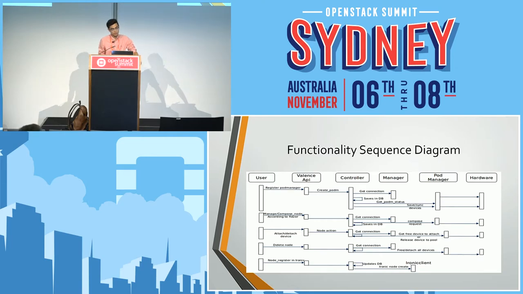Here is a diagram to show the workflow of all kinds of user requests. In general, the user will invoke a Valence API through the client tools or the web GUI. Then the API will notify the controller after receiving the user request. The controller will decide the real action according to the different policies and the resource status in the Valence DB. The controller will communicate with the pod manager through the Redfish API, after which the action is done on the real hardware in the RSD cluster. Valence will get the final status back to the Valence DB.